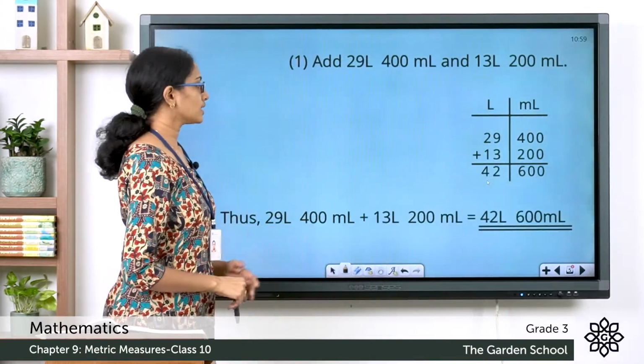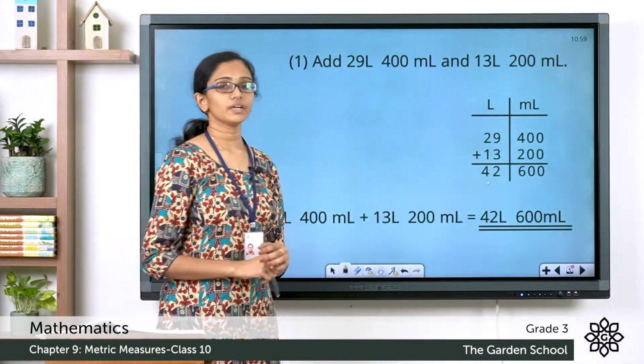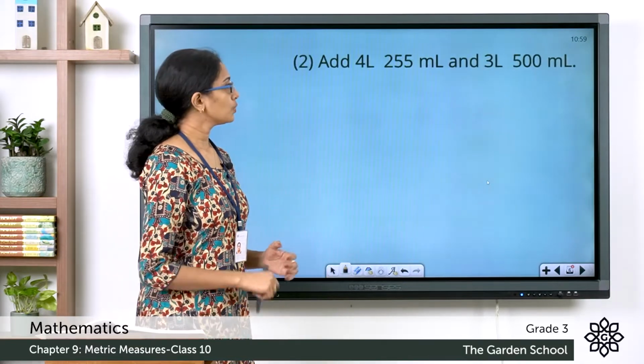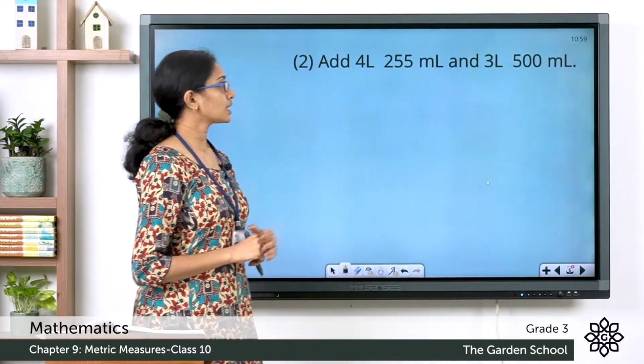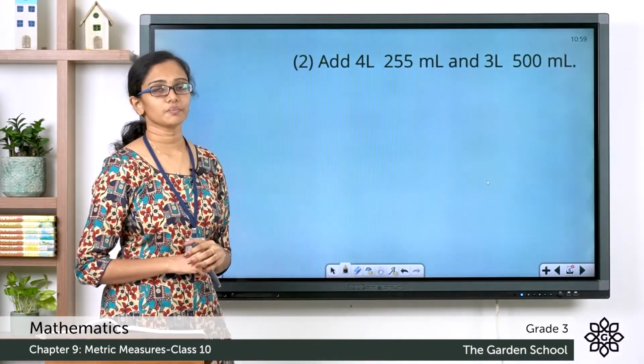So what is the total? The sum is equal to 42 liters 600 milliliters. I hope this is clear to you. Now we'll see one more example. Add 4 liters 255 milliliters and 3 liters 500 milliliters.